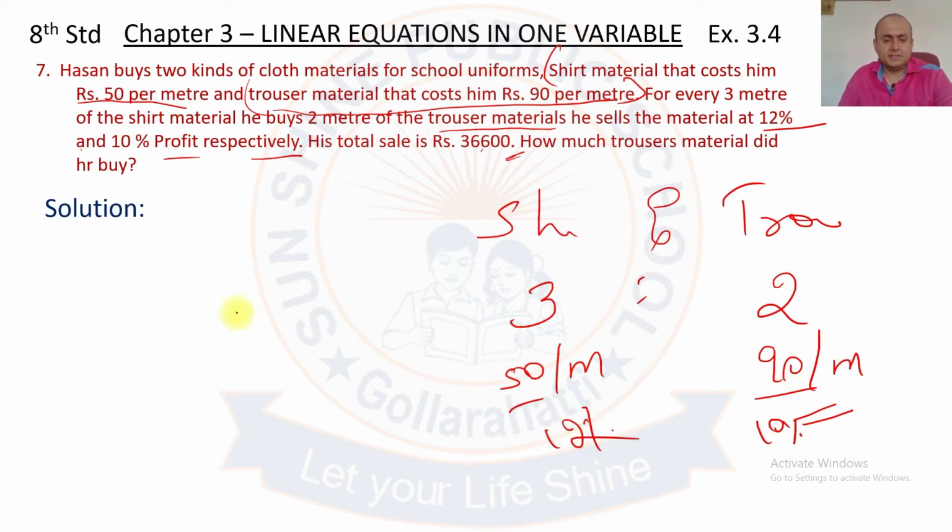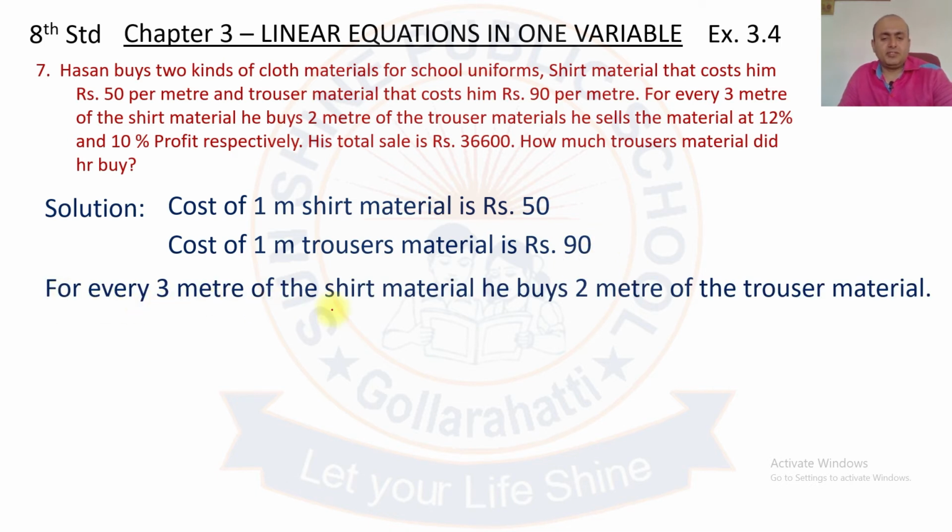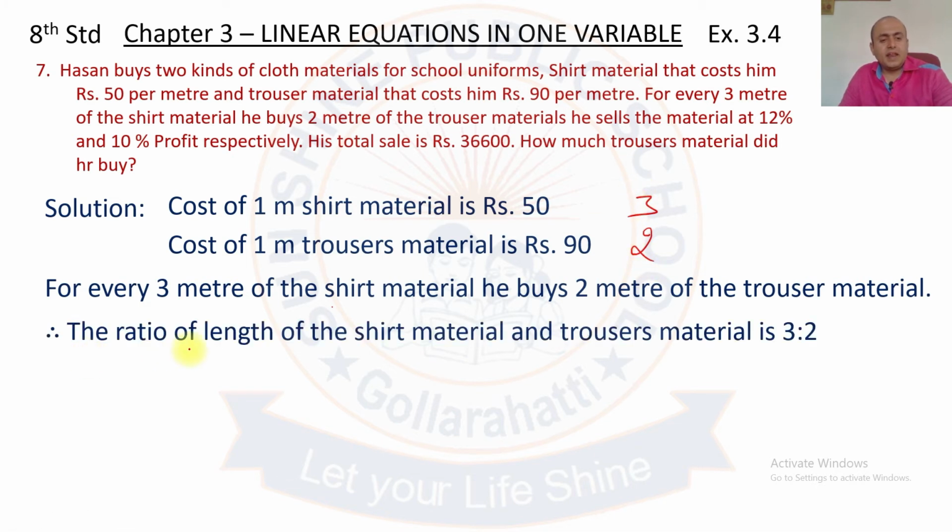So let us find it. The cost of 1 meter of shirt material is rupees 50 and the cost of 1 meter of trouser material is rupees 90. For every 3 meter of shirt material, he buys 2 meter of trouser material. That means he buys in the ratio of 3:2. Therefore, the ratio of length of shirt material and trouser material is 3:2.